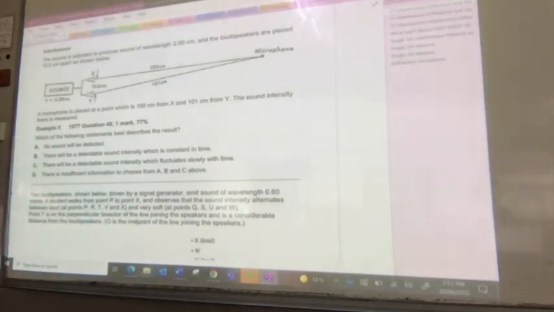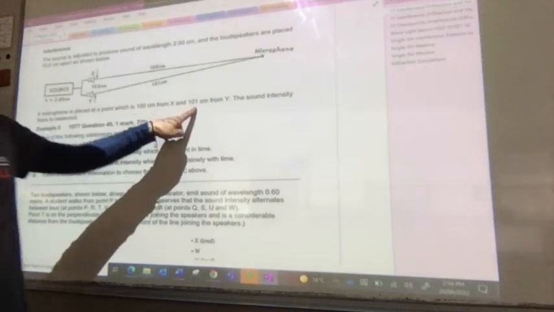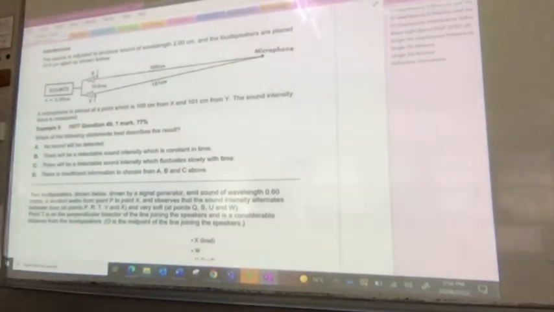And the loudspeakers are placed 10 centimeters apart as shown. A microphone is placed at a point which is 100 centimeters from X and 101 centimeters from Y. The sound intensity there measured is: A, no sound will be detected. B, there will be a detectable sound intensity which is constant in time. C, there will be a detectable sound intensity which fluctuates slowly with time. D, there is insufficient information to choose A, B, or C.